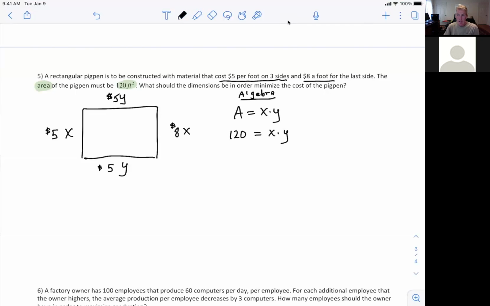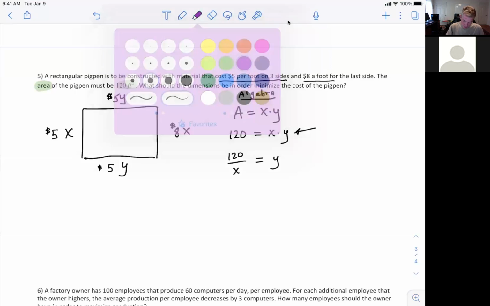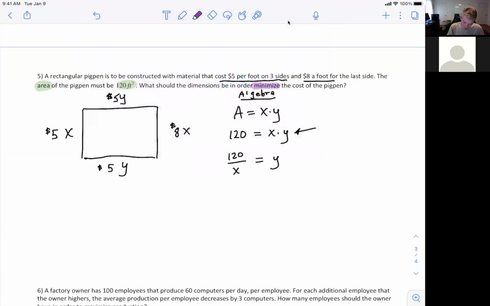And this again is the algebra part. And when I did this before with the soda can, I waited, but with this equation right now, if you solve for X or you solve for Y, they're both going to basically say 120 divided by something. So I think I'll just solve for Y. So just divide both sides by X, and then that's what Y equals. Then for the calculus part, find the minimum of the cost. So over here is going to be the calculus part.